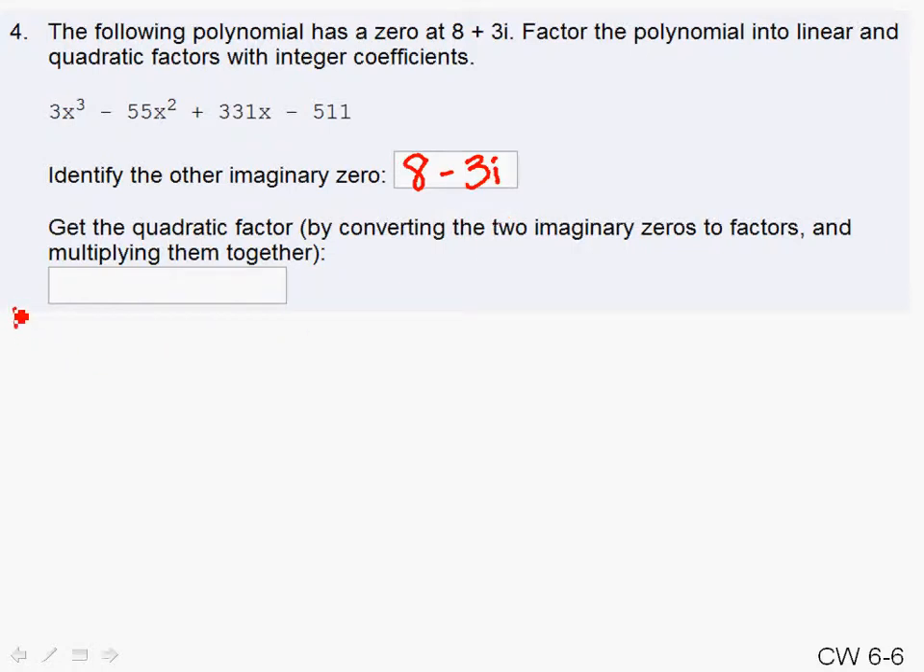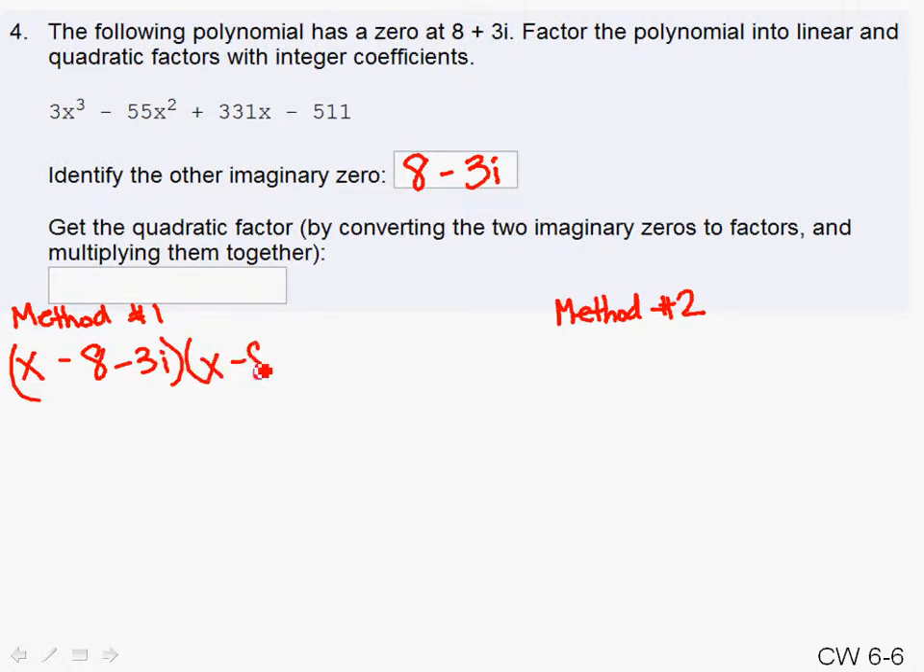Okay, so I'm going to do both methods here. So method 1, we're going to go ahead and do that, and then method 2, we're going to do a little bit differently, but we'll get the same answer. So you could pick which one you like better. Okay, so method 1, our two factors would be x minus 8 minus 3i times x minus 8 plus 3i. Those are our two factors.